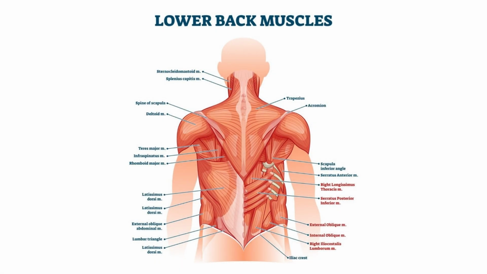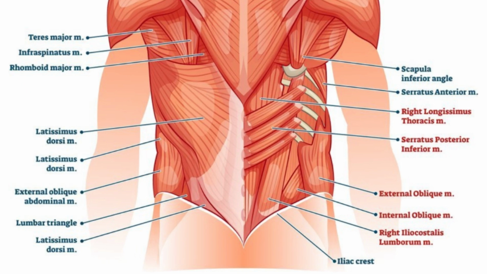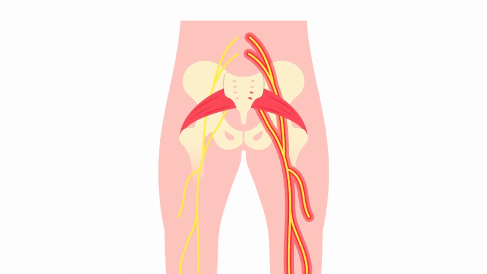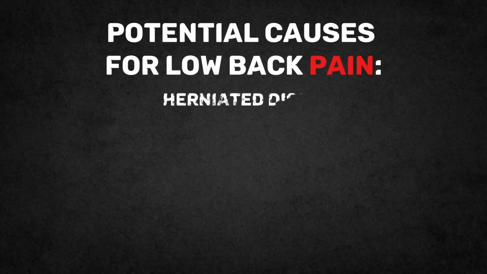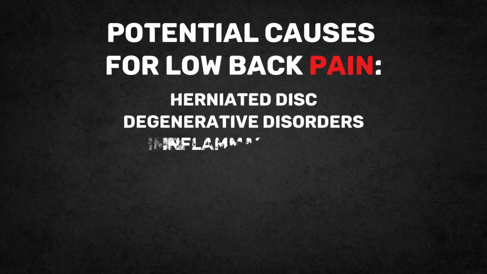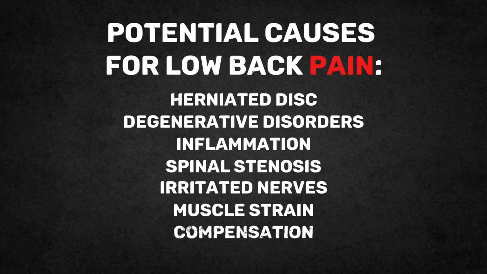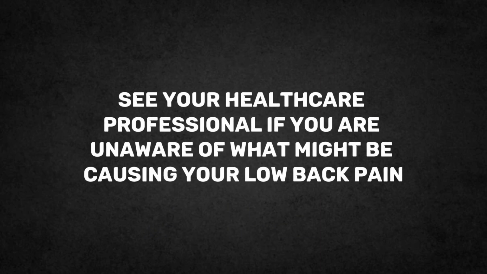Many layers of muscle attach to various parts of the low back, providing support and influencing movement. The low back houses major nerves, including the sciatic nerve, which can be affected by restriction or dysfunction in this area, leading to pain or numbness radiating down the leg. There are various causes to low back pain, including a herniated disc, degenerative disorders, inflammation, spinal stenosis, irritated nerves, strained muscles, compensation patterns, the list goes on. So to be sure, see a healthcare professional if you are unaware of what might be causing your low back pain.